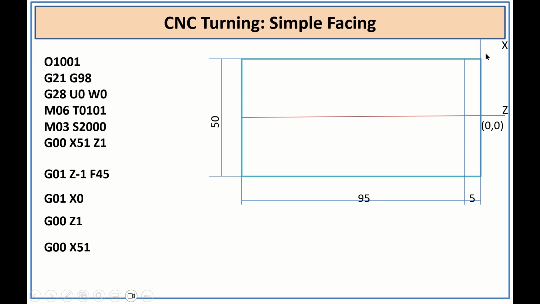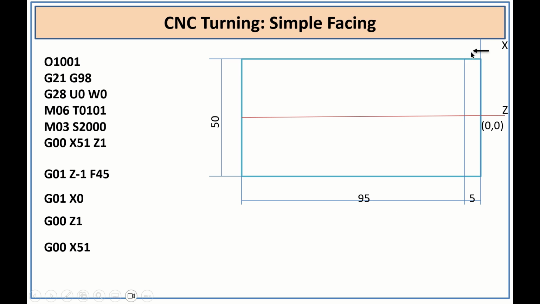So I called the tool near to the sample such that it is able to perform any operation. Now G01 indicates linear interpolation. That means from this point the tool needs to move from X51 Z1 to, I need to give 1 mm depth, that is Z minus 1, which indicates I am giving 1 mm depth towards Z direction, and F45 indicates the feed 45 mm per minute.